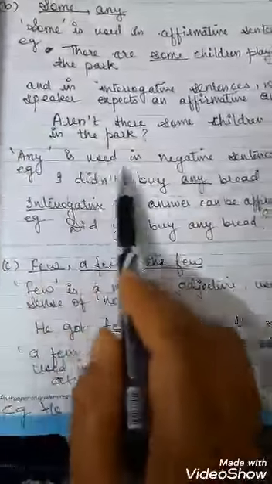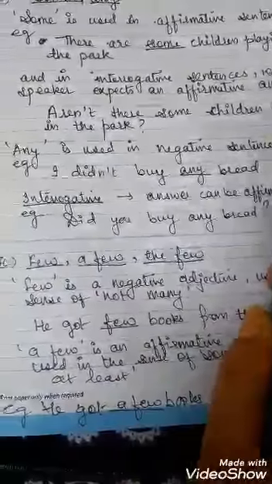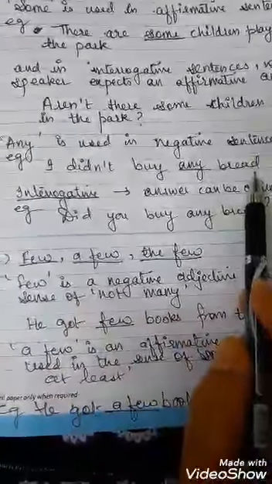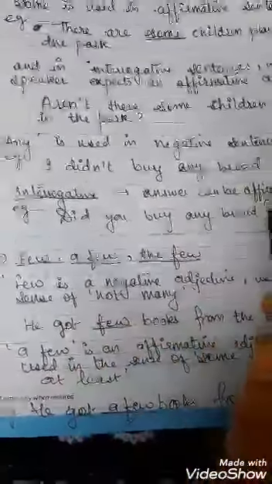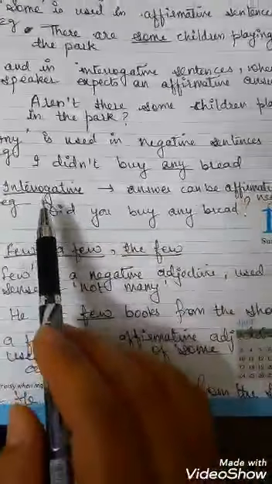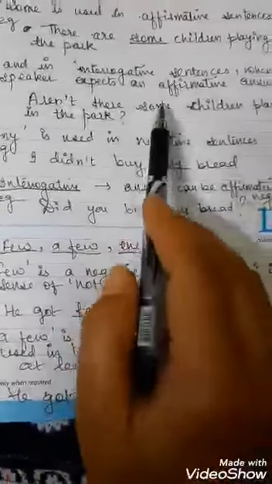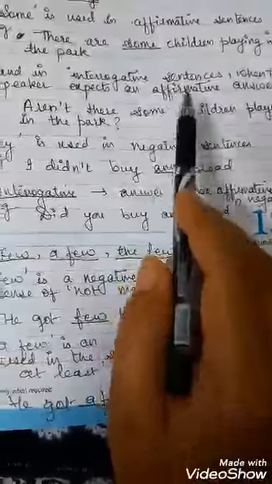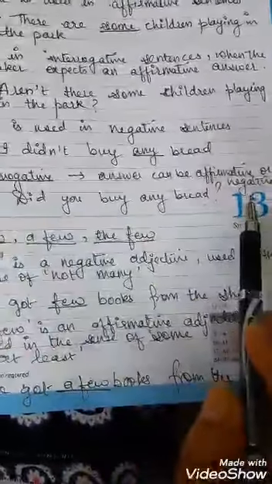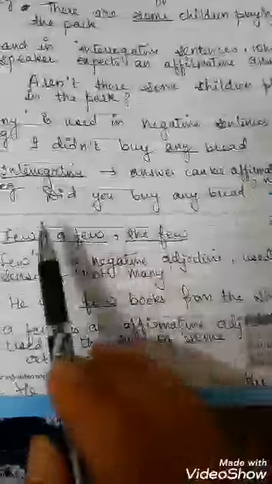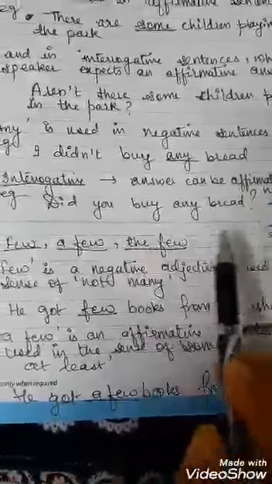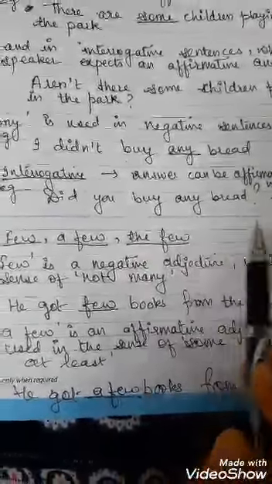Then any is used in negative sentences. I didn't buy any bread. I don't have any money. If it is used in an interrogative sentence, the answer can be affirmative as well as negative. With some, the expected answer would be affirmative, but with any it can be negative as well as affirmative. So, did you buy any bread? No, I didn't buy any. Yes, I bought some. Like that.